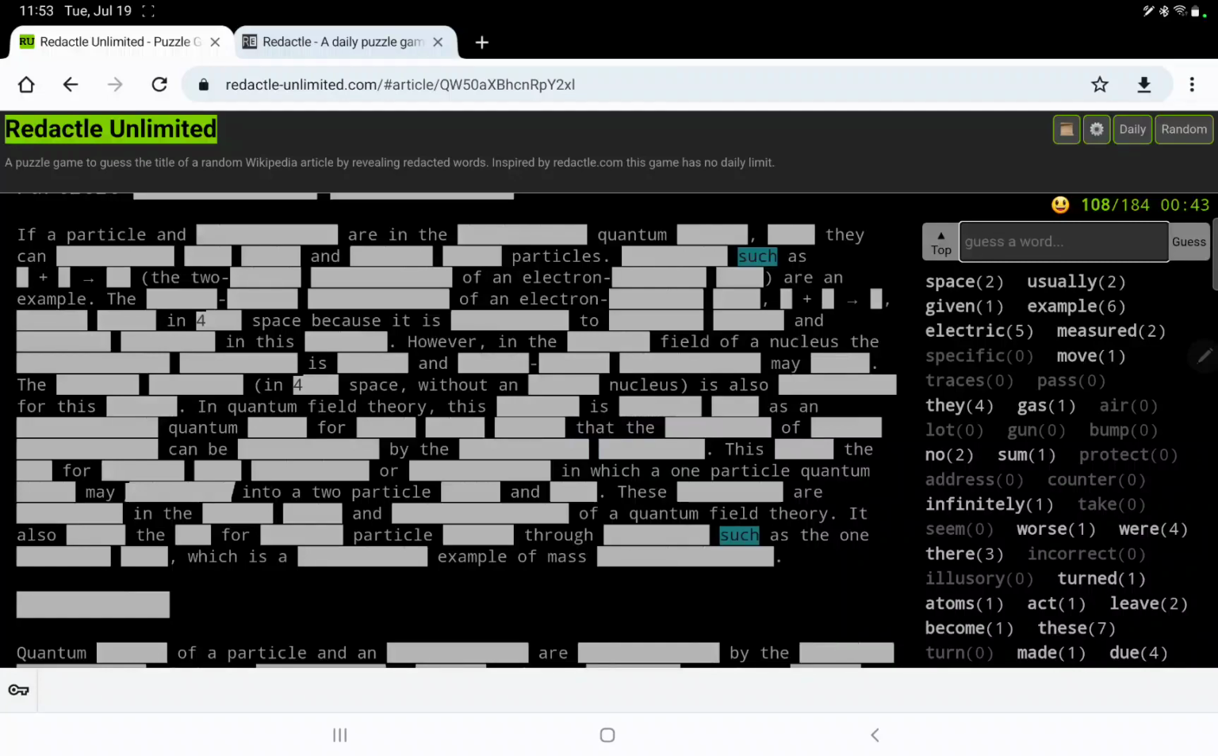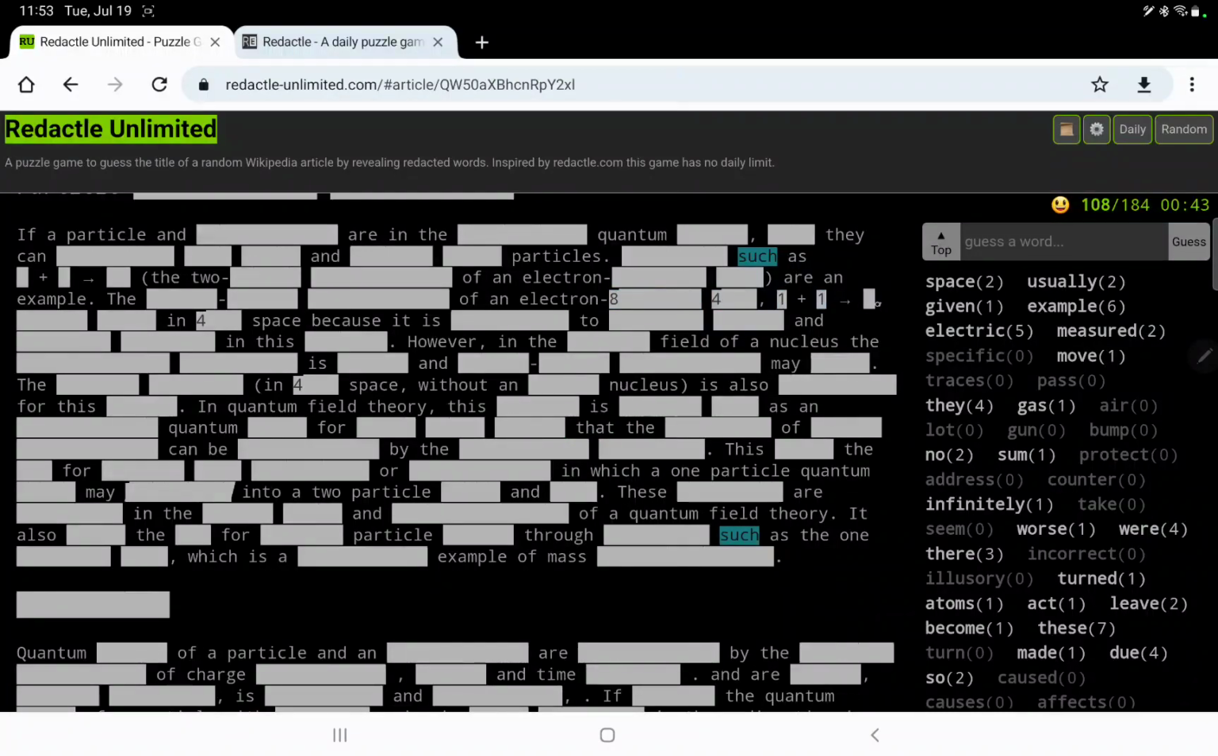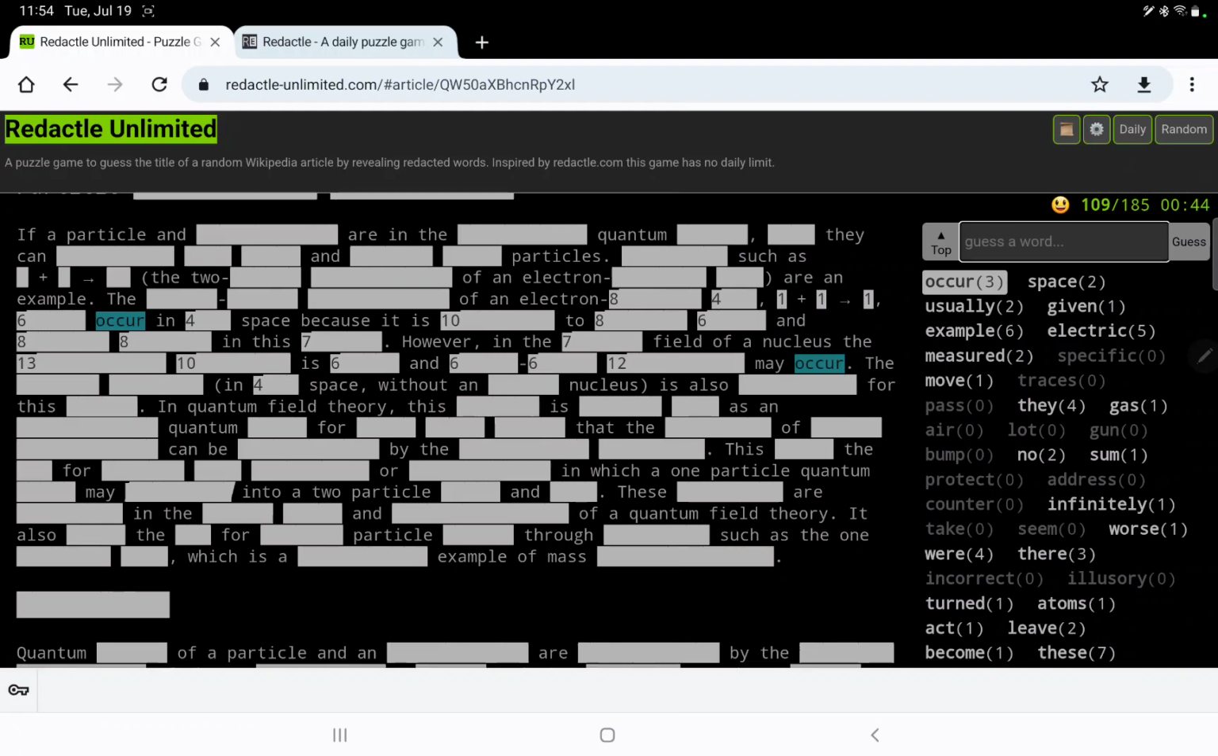I've done such in space, 1 plus 1 arrow to 1. In space because it is something to something. However, in the something field of a nucleus, the something is something and something may occur. Okay. Occur in what kind of space?